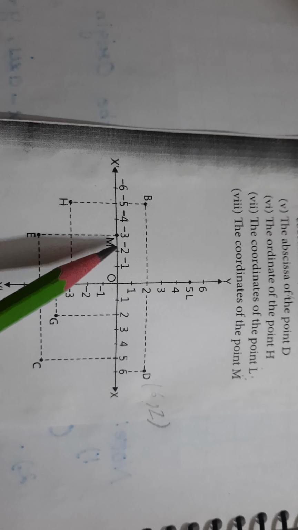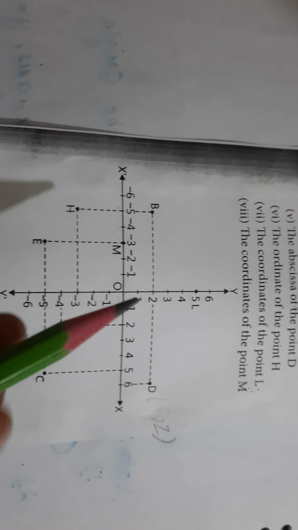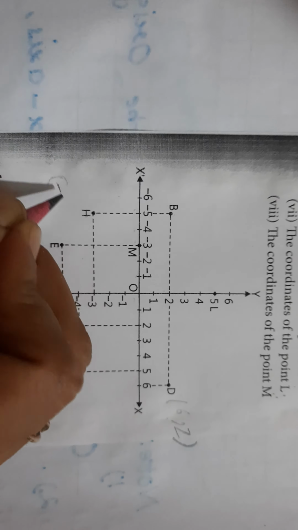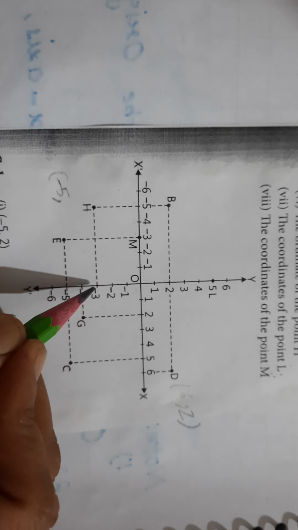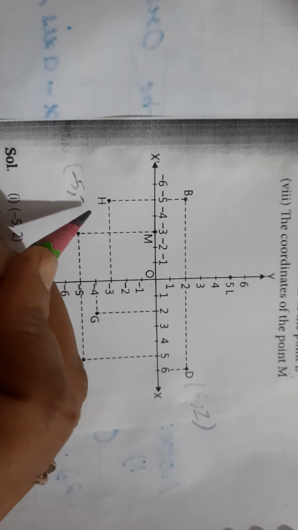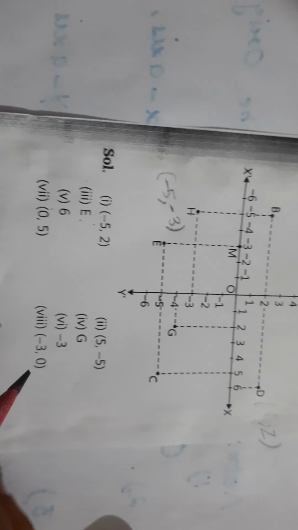The next part, the ordinate of H. H point is here. Ordinate means the value of y. Just look here: -1, -2, -3, -4, -5. So if you write its coordinates, this is -5, comma. The y is -1, -2, -3. So the coordinates of H are -5, -3. So the ordinate will be -3.